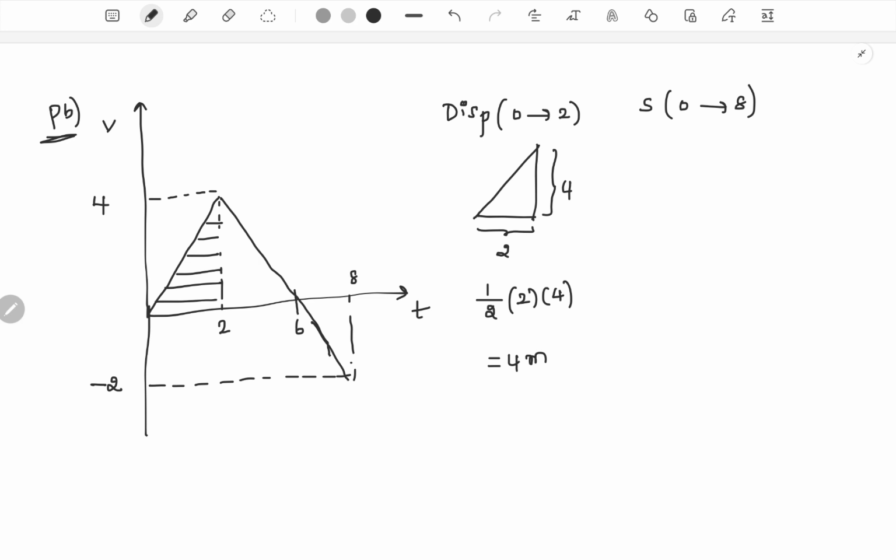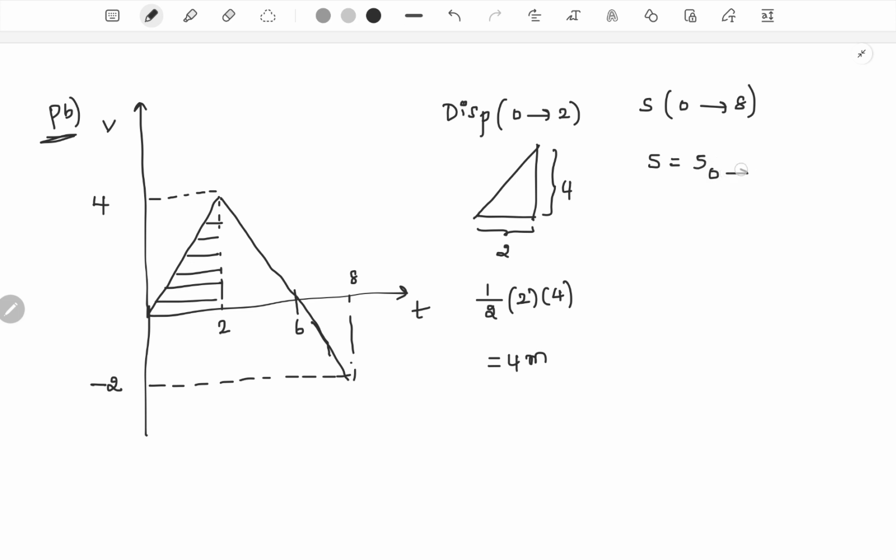Now if you look at the interval between 0 to 8, you have a part of the graph above the time axis where velocities are positive, that is between 0 to 6, and you have another section of the graph, 6 to 8, where the velocities are negative. Now the total displacement that I have here, I will split it into parts to calculate the areas. So the total displacement would be the area under the graph.